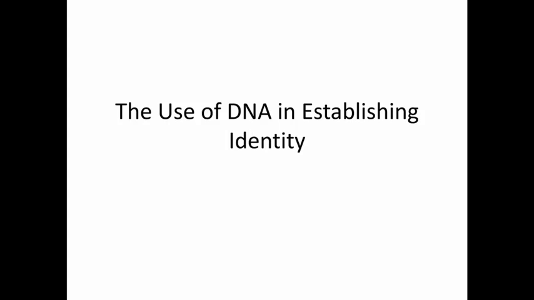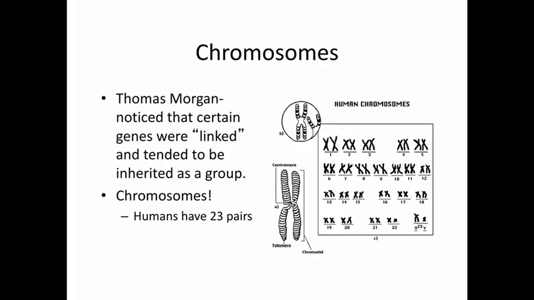So I wanted to talk to you today about what we would have done for our short tandem repeat experiment in class. So this is a general lecture on how the police department uses DNA to establish identity. Just as a reminder, long ago they noticed that certain genes were linked and tended to be inherited as a group, and that's originally how we learned about chromosomes. And if you've forgotten from your basic biology, humans have 23 pairs of chromosomes.